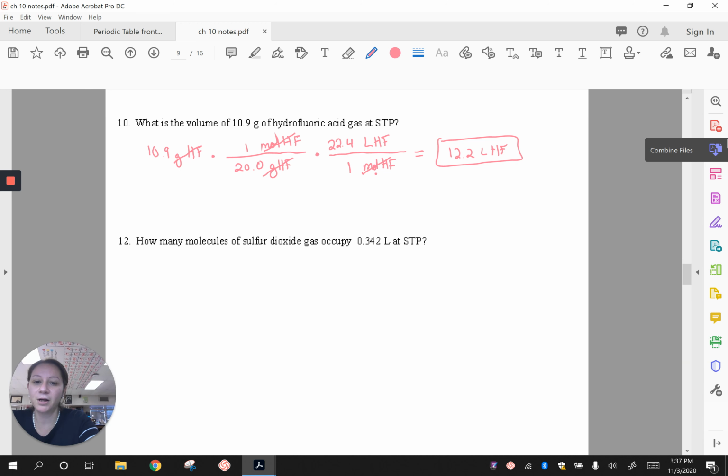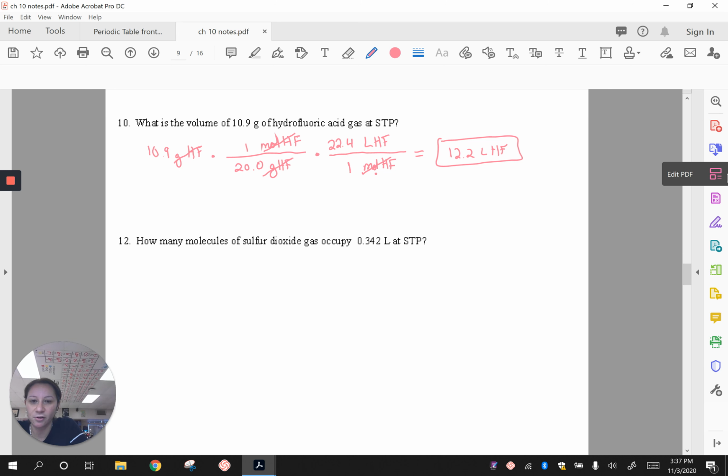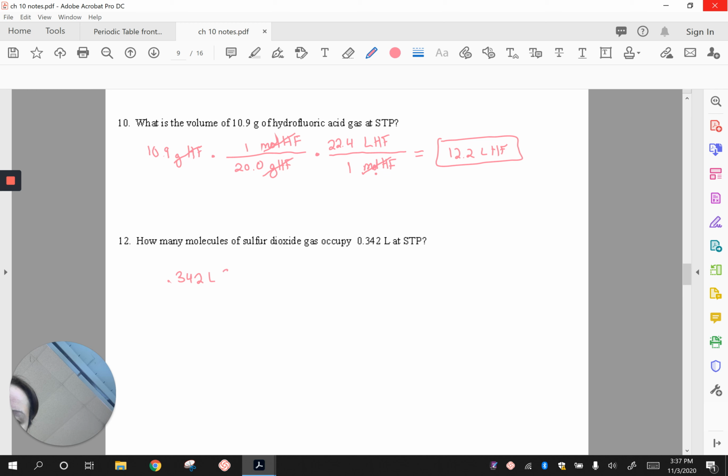Okay, finally, let's do number 12. How many molecules of sulfur dioxide gas occupy 0.342 liters at STP? So let's write down what we have. So I have 0.342 liters of sulfur dioxide, SO2. And on the bottom, I'm going to put liters of SO2.